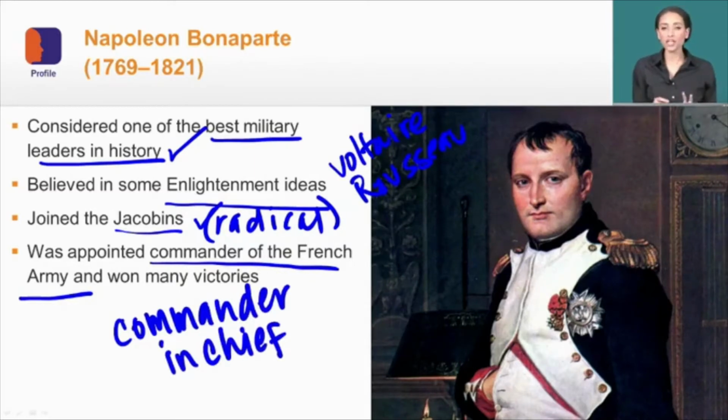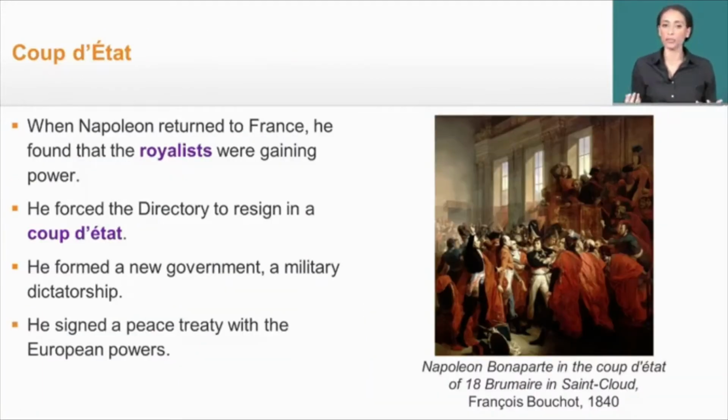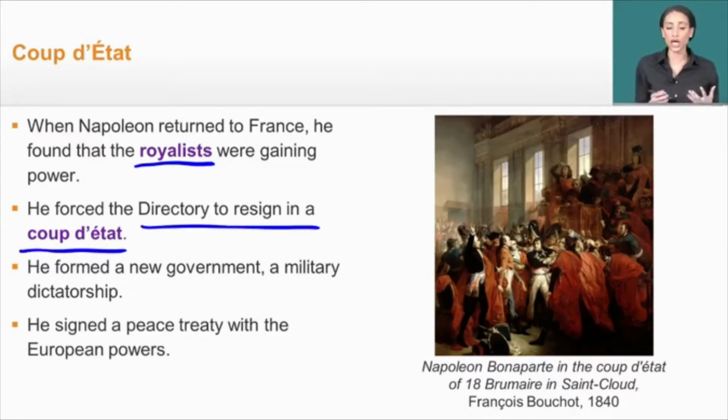And despite the fact that he was an average soldier, he ends up being really extraordinary in this new role as commander-in-chief. So we'll look at how he establishes this power. Now, Napoleon had been fighting in these wars outside of France. When he returns, he finds that the royalists, those more conservative members of the new French government that supported a constitutional monarchy originally, are starting to gain more power. And so he forces the Directory to resign in something called a coup d'etat, a forcible removal of government.